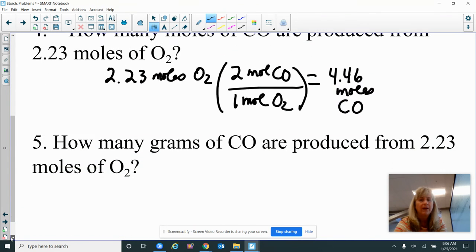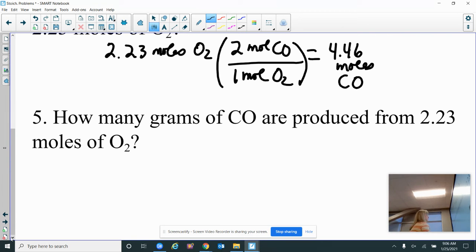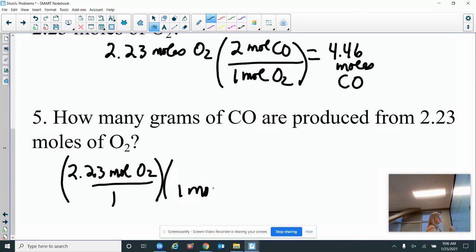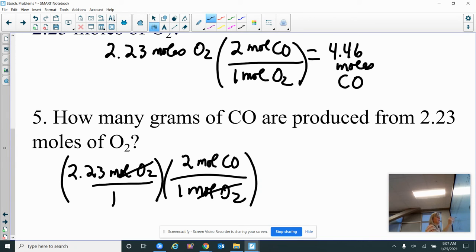Okay, so now we add in molar mass. So from 2.23 moles of oxygen, which I just did above, okay, I went to moles of CO, that kind of looks like CO2, so let me fix that. So I can combine that. Okay, we went from moles of oxygen to 2 moles of carbon monoxide. Okay, that gets us out of moles of oxygen. Now to go to grams of carbon monoxide, we need molar mass.